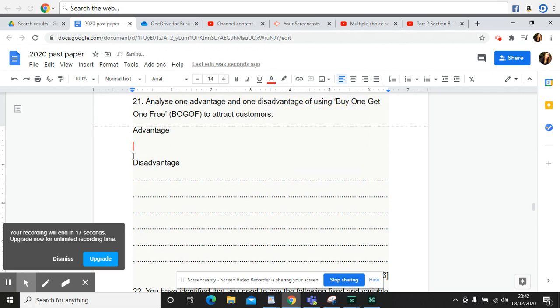So, advantage one, the way I did it, and I'm going to show you the way I did it, and then I'm going to have a look at the mark scheme. So you need to say one advantage. So it makes the product appear less expensive. That's what I think it does.